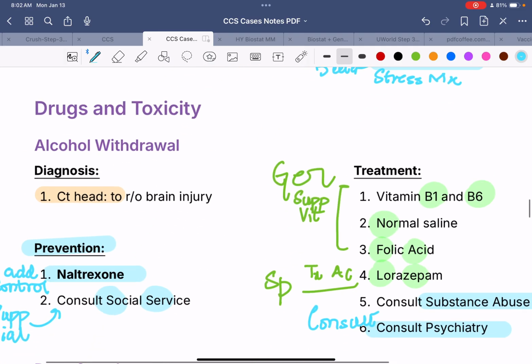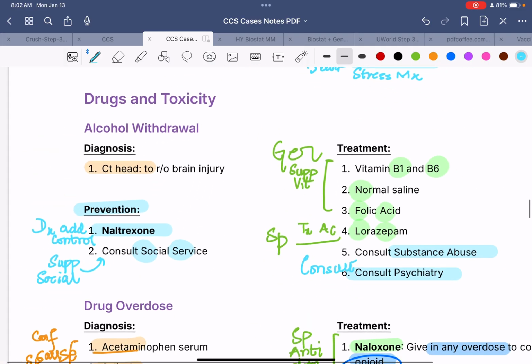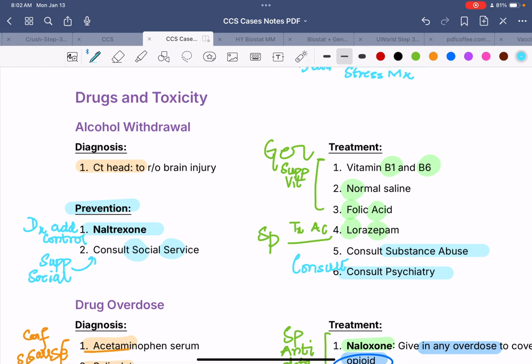Next off, we have drug toxicity. So in drug toxicity, it can either be general drug toxicity in which you have to hunt the cause, then of course you're going to do screening for all the drugs. But if you find that it is specifically alcohol withdrawal and the patient is having seizures, then what you can do is a CT scan of the head to rule out some sort of brain injury.